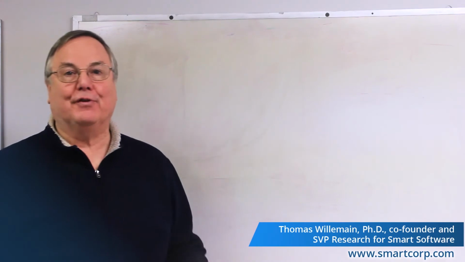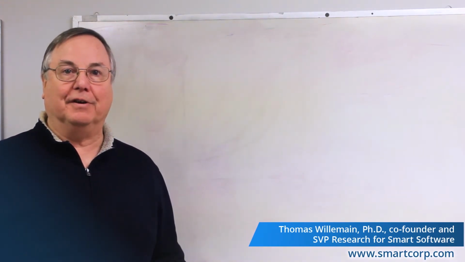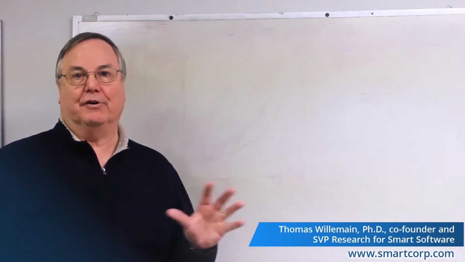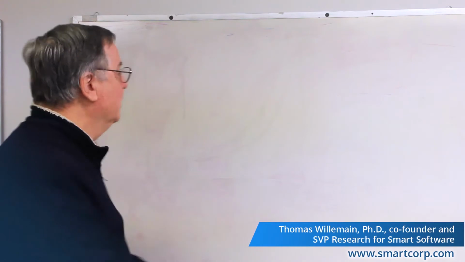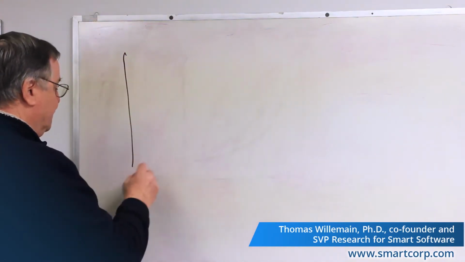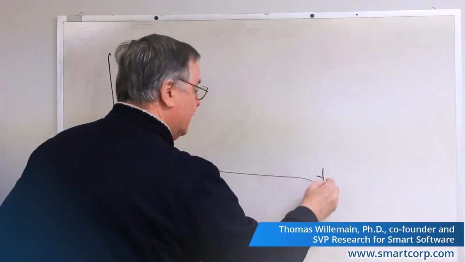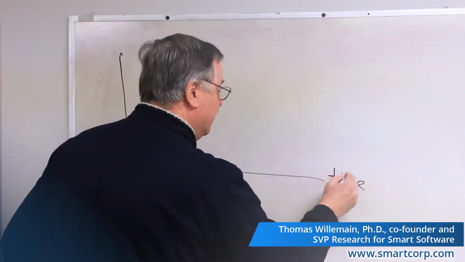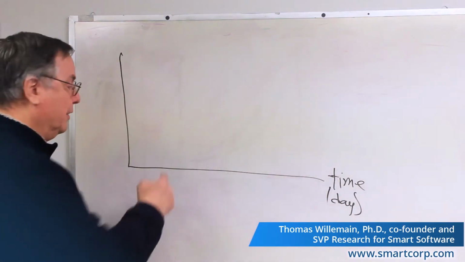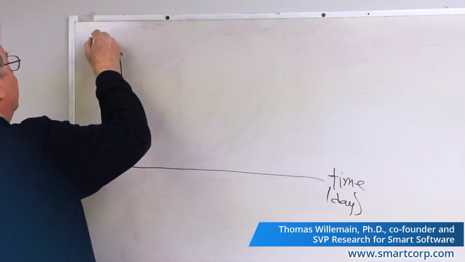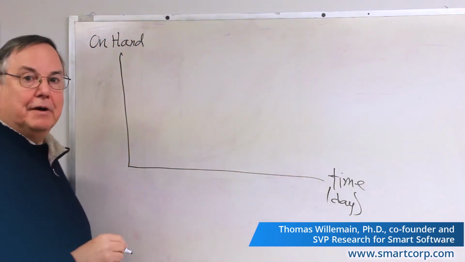So let's look at the first of the inventory control policies, which is the periodic review policy. And let's make a picture of the dynamics, the day-to-day dynamics of your inventory on hand. So the picture has a vertical and horizontal axis. This axis is time, and we might say that it means which day it is. So we're going day to day. And on the vertical axis, we'll have on-hand inventory.